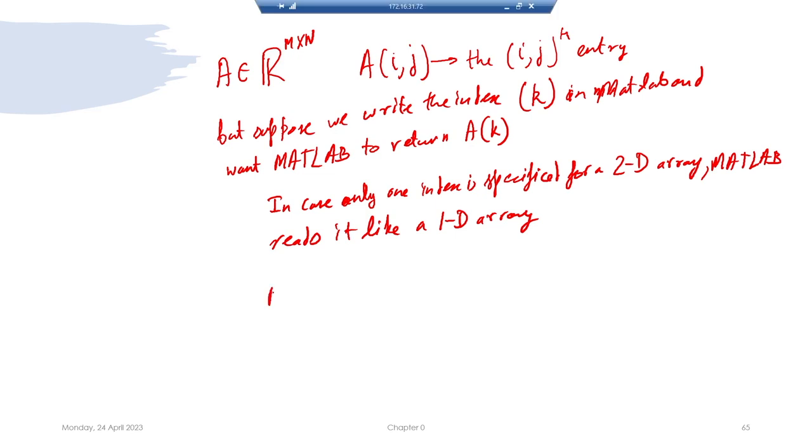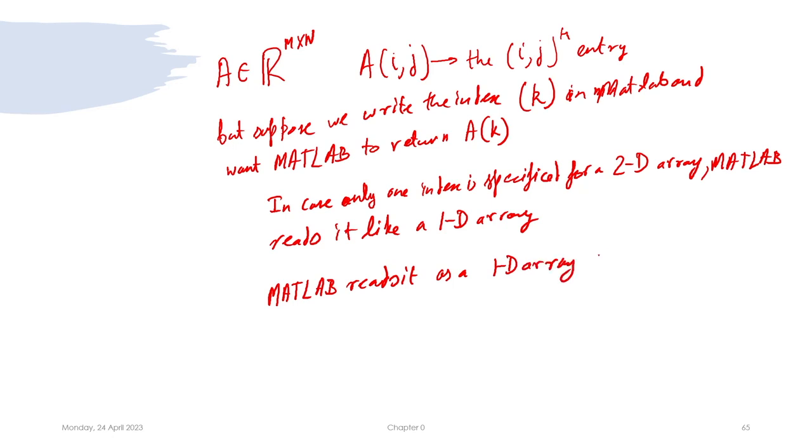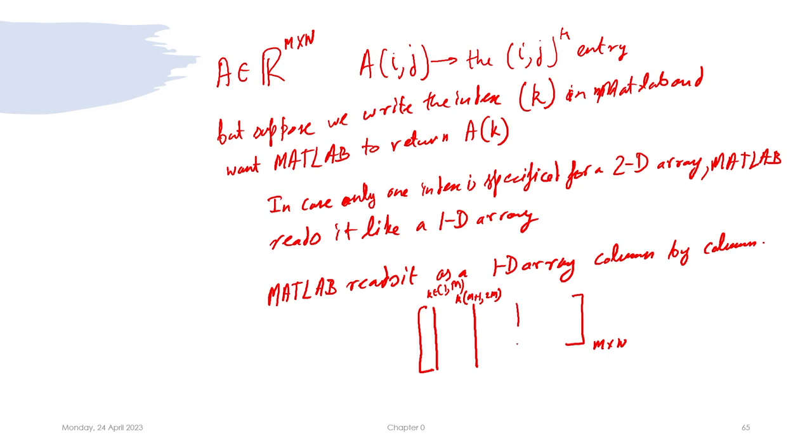MATLAB reads it as a 1D array, column by column. That is, if it is m by n, so it has m rows and n columns, it will start reading from here. So, for k from 1 to m, it will return the corresponding value from the first column, for m plus 1 to 2m, the second column, third column, and so on.